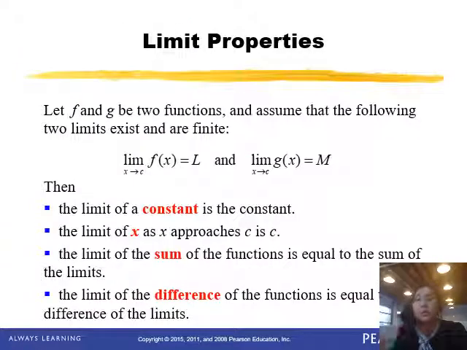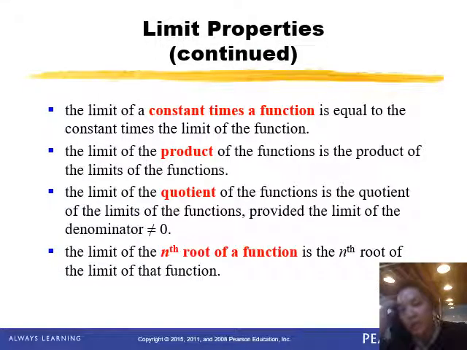All right, so some limit properties. The limit of a constant is the constant. The limit of x as x approaches c is c. The limit of the sum of the functions is equal to the sum of the limits. And the limit of the difference of the functions is equal to the difference of the limits. So again, just some properties. We'll get into some more work in a minute.